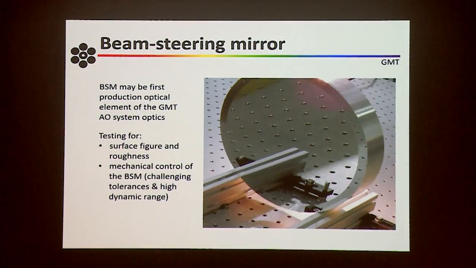One of the big challenges, however, is the beam steering mirror. This is the really critical element and most challenging element for the adaptive optics within the GMTIFS system. And it may actually turn out to be the first element of the adaptive optics system that actually gets made. It's currently being tested for surface figure and roughness and the mechanical control, which is very challenging because of the very tight tolerances and the high dynamic range required, all of which is, of course, occurring in a cryo environment.